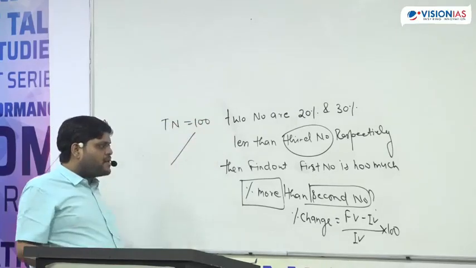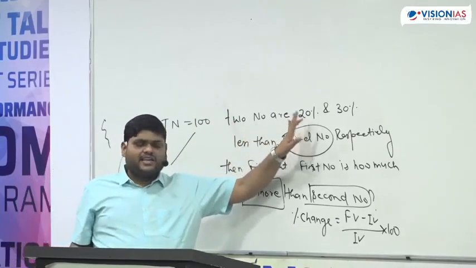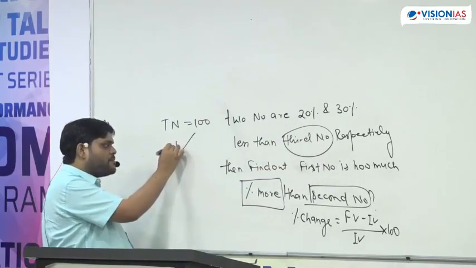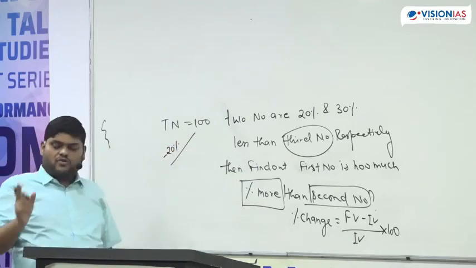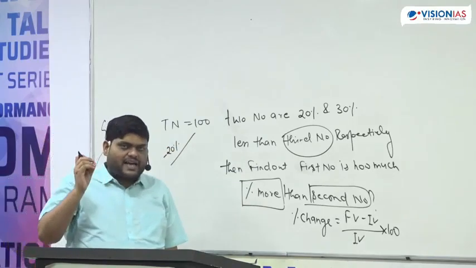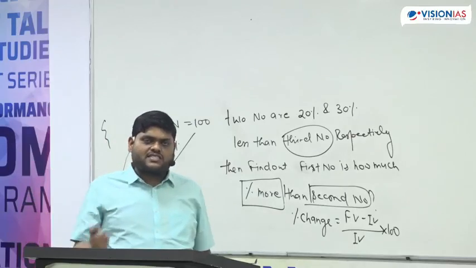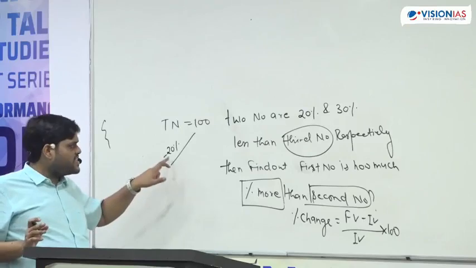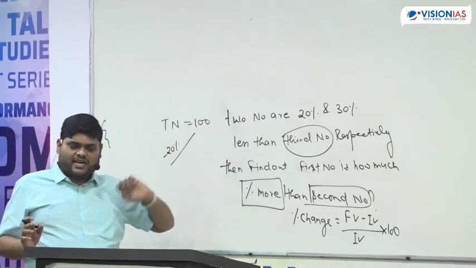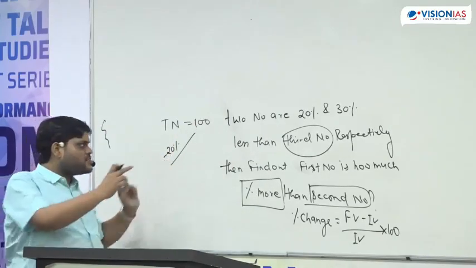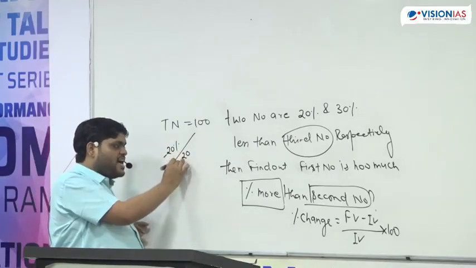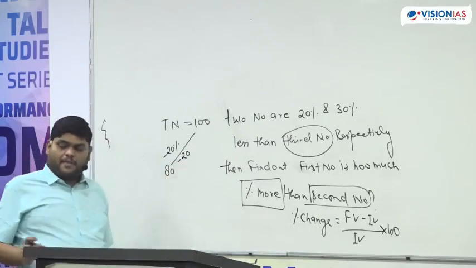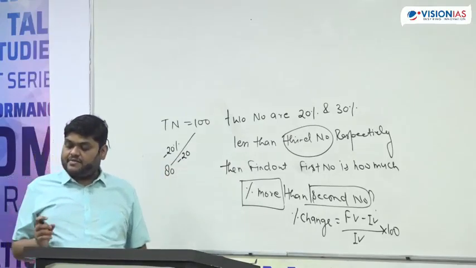Now what will happen? The first number is 20% less than third number. So one by one, 20% less. If you have listened carefully in the last two classes, today's class becomes very easy. So 20% of this is 20, less means minus, we will subtract, that means this number becomes 80.